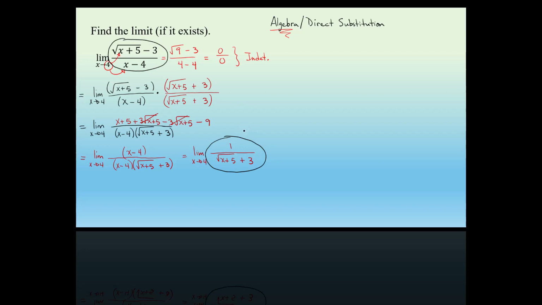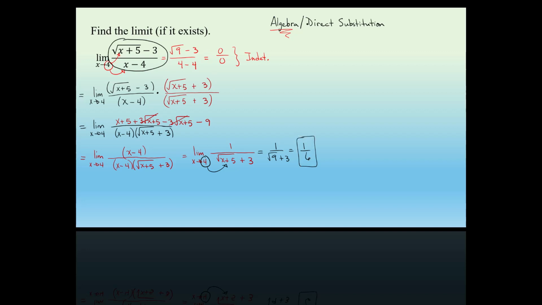The only difference is now when I do direct substitution, and I plug in the 4 everywhere I see an x, I drop the limit notation because I'm plugging in the 4. I have 1 over square root of 9 plus 3. Well, the square root of 9 is 3, so 3 plus 3 is 6. So this becomes 1/6.